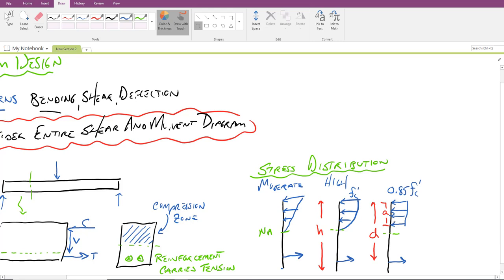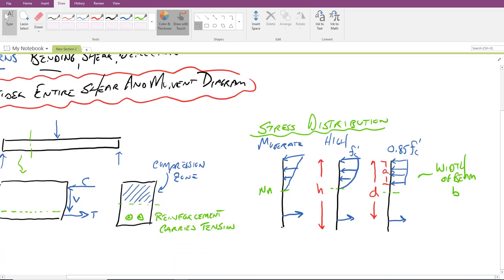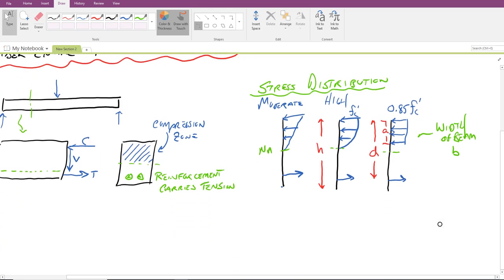So if you were to calculate the area of this up here, we'd have a value of A as a height and 0.85 times f'c as our width. Now, we would also note that there, going into the page, this beam has a width, and the width of the beam is B. Width of beam B. All right, what does this mean for calculating the moments and making sure that everything stays in equilibrium?